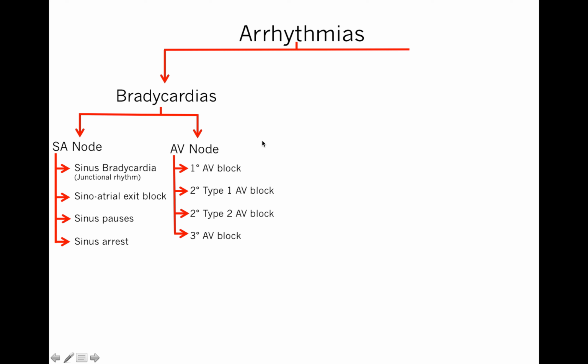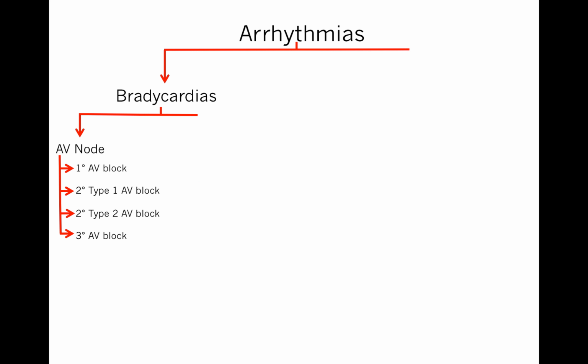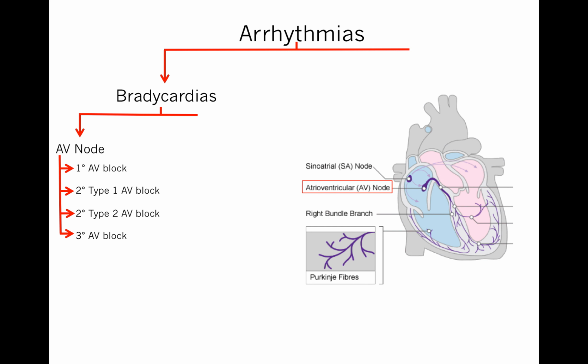Now we'll move on to AV nodal arrhythmias, or bradycardia related to AV node problems. So there's first degree AV block, there's second degree type 1 and type 2, and there's third degree AV block. And these are occurring at the level of the atrioventricular node.